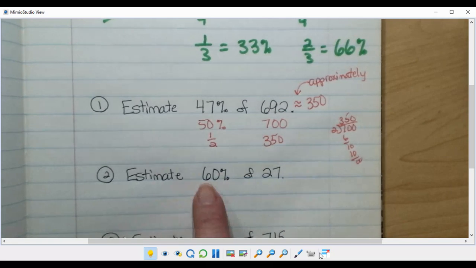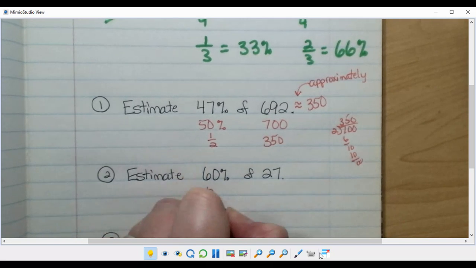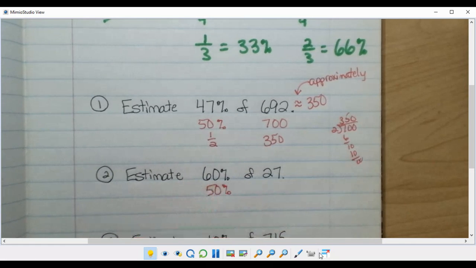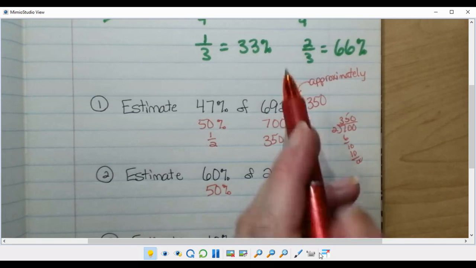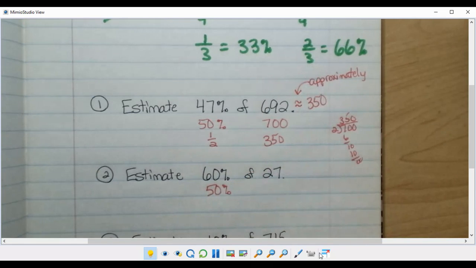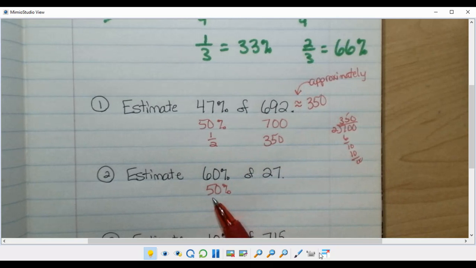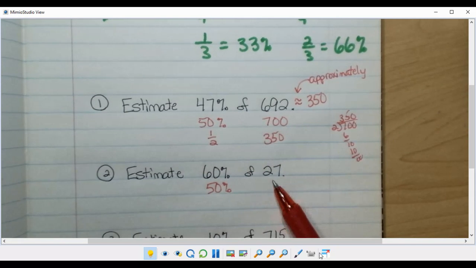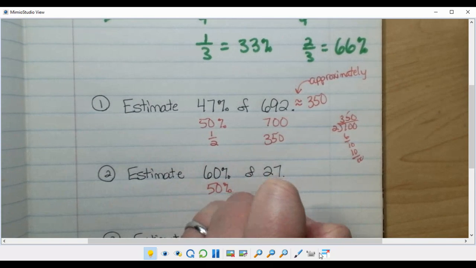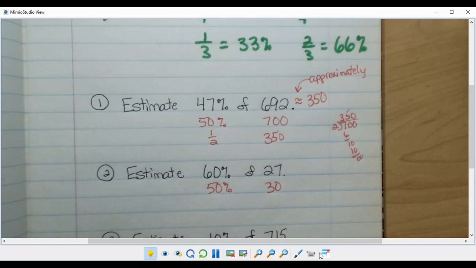Okay, so I'm going to round this 60% to 50%. It's a little further than I would like, but it's closer to 50 than it is to 66 or 75. So I think we're going to go with the 50. Plus, it's really easy. Okay, if we start doing this 33, 66% stuff, that gets a little crazy. 50%, easy cheesy. Now, 27, I'm going to round to 30. I could go to 28, but I love things that end in 0.